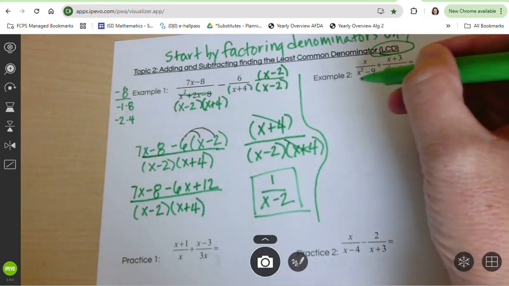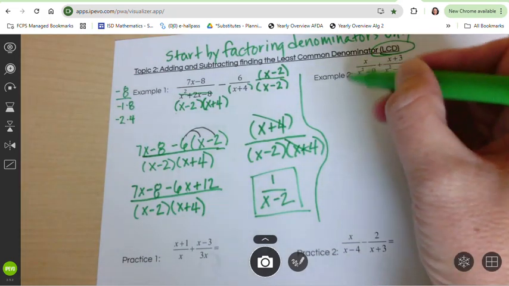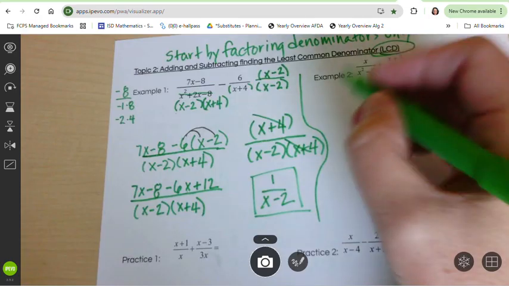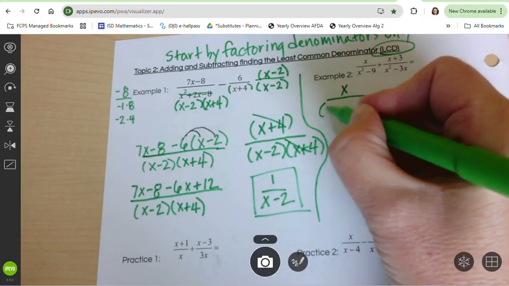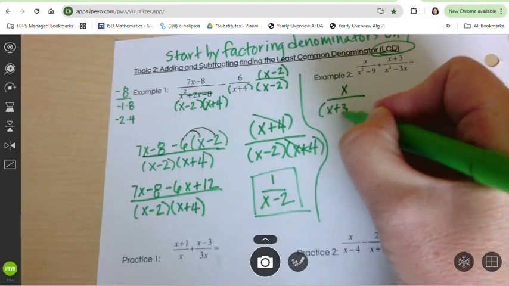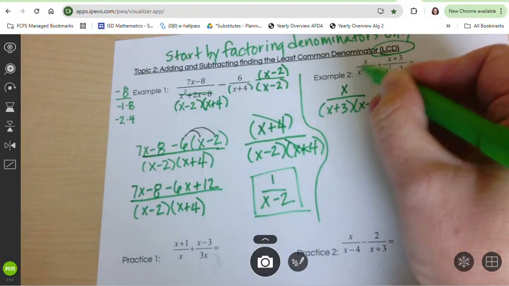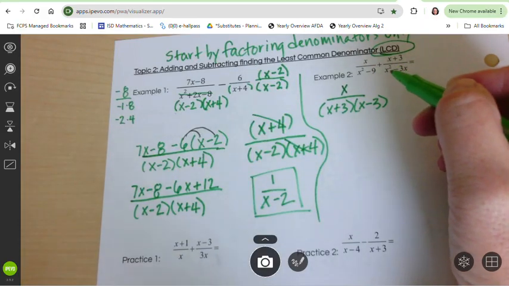Okay, look at your denominators. This one is difference of squares, and so that's going to be that plus minus pattern. So I have x over x plus 3, x minus 3. I know it was difference of squares because my first term is squared, and my second term is 3 squared, which is 9.